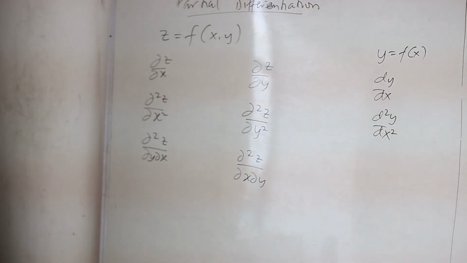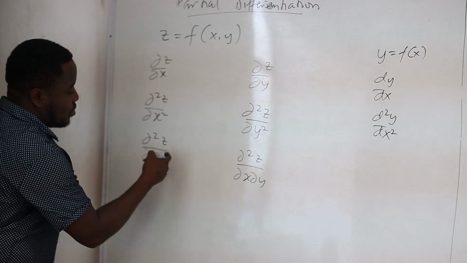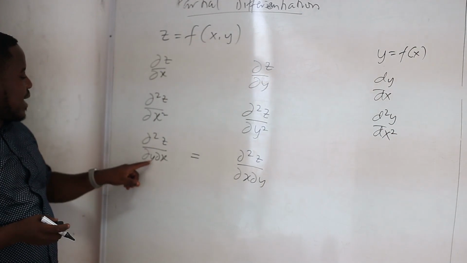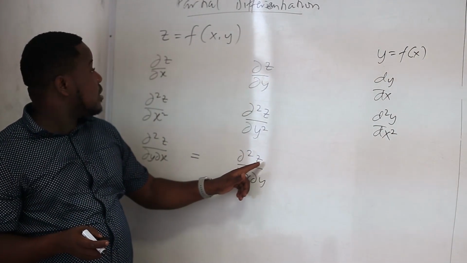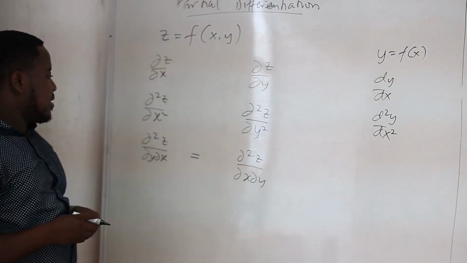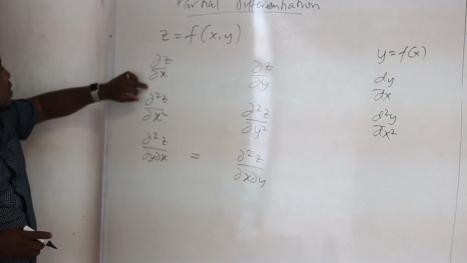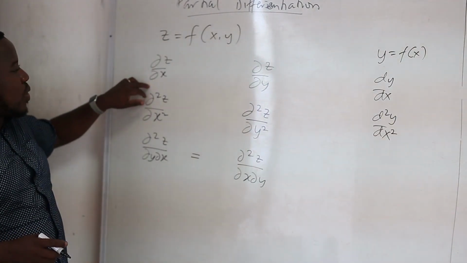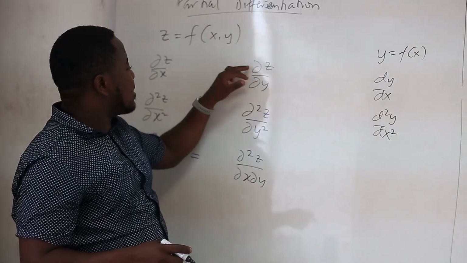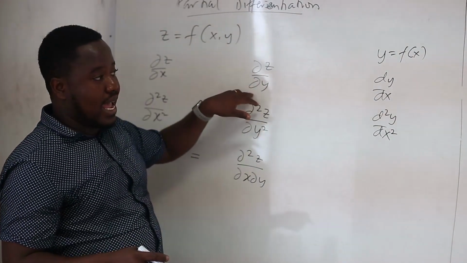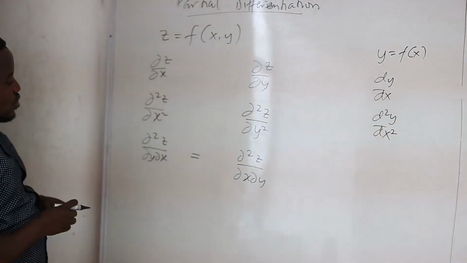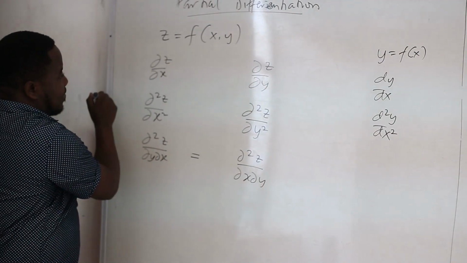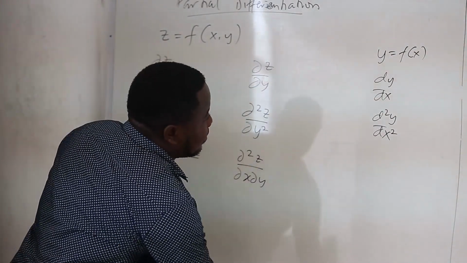So according to one mathematician called Young, these two partial derivatives are equal. So d2z dy dx is equal to d2z dx dy. So if we differentiate dz dx with respect to y, and if we differentiate dz dy with respect to x, it should be equal. So we have to use that example to verify that. Okay.